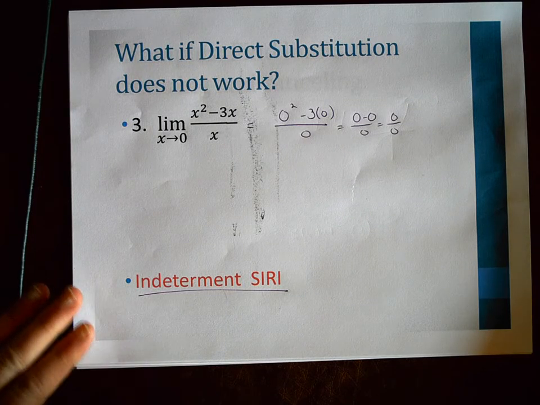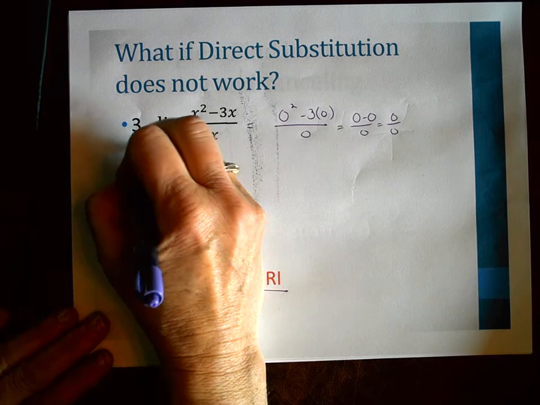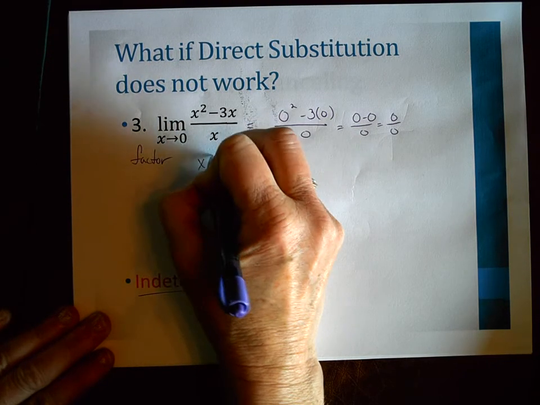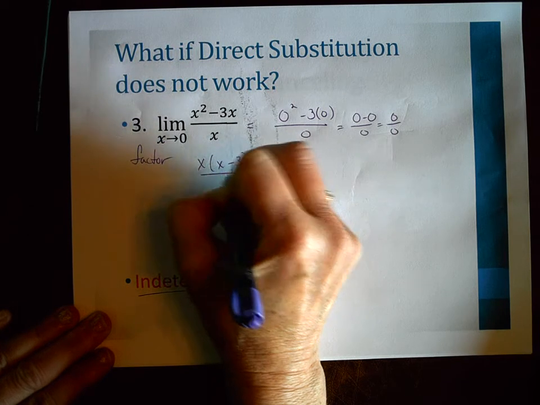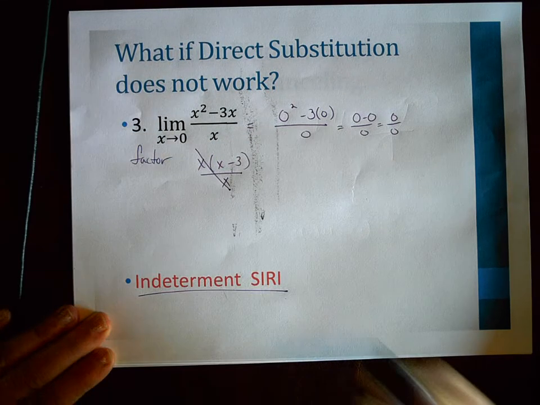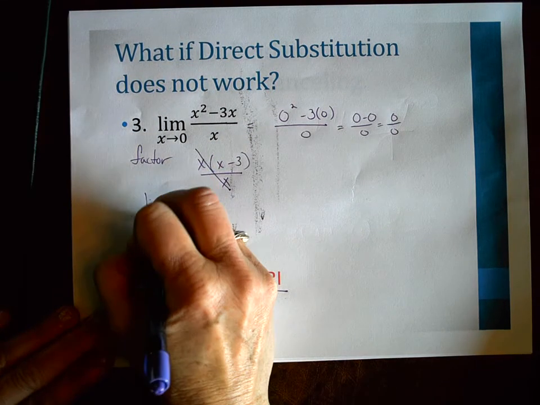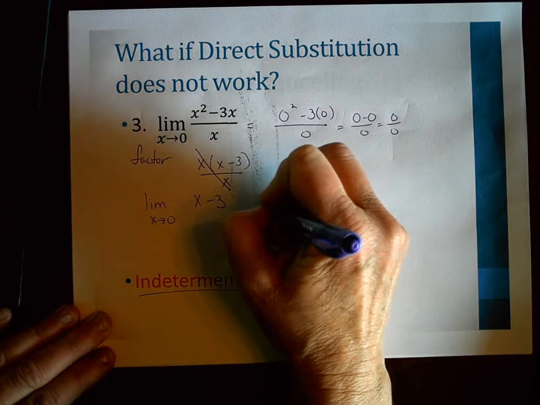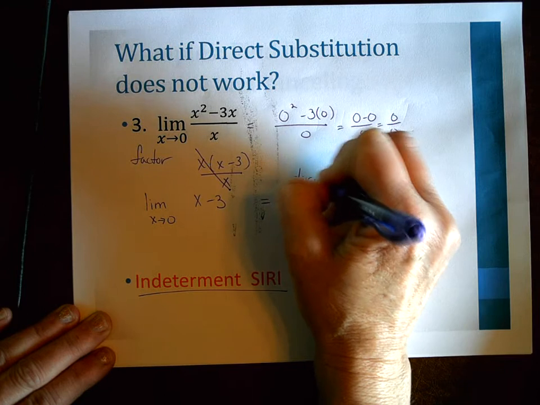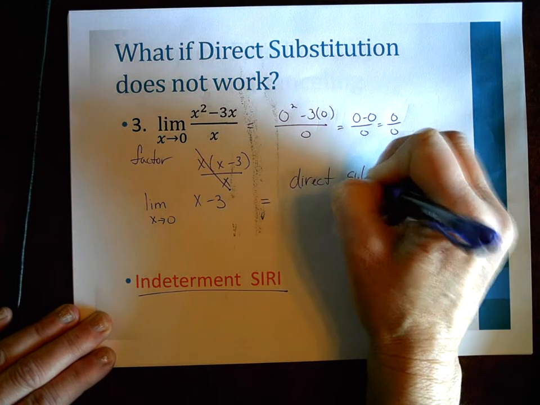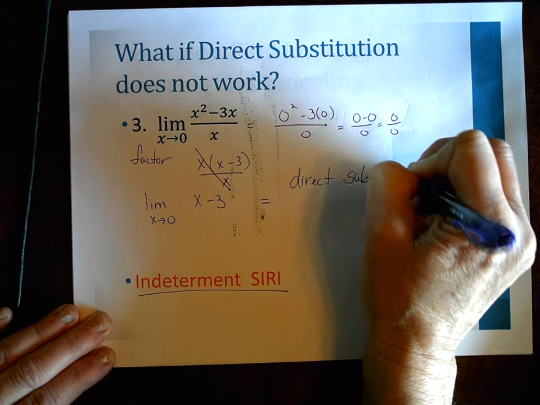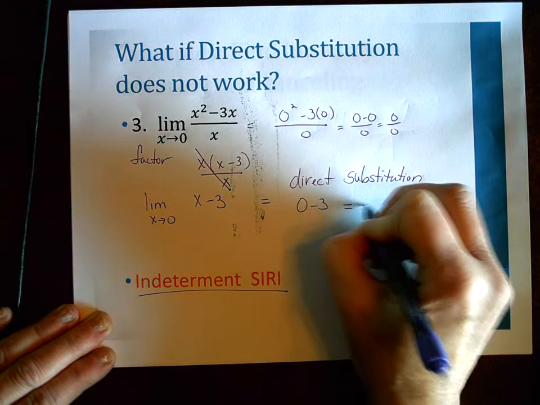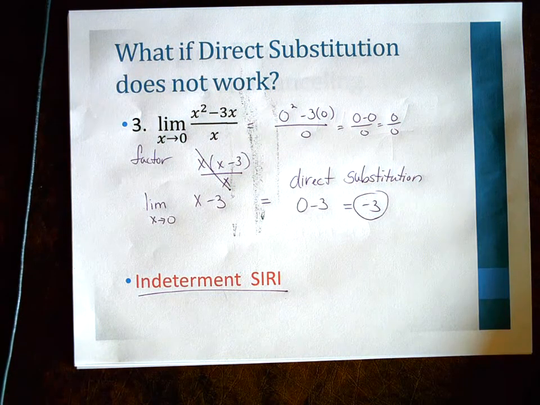So let's factor. We're going to take out a GCF. So x times (x minus 3) over x, and we're going to cancel. So now we're going to find the limit of a more simple expression, just x minus 3. And now we do direct substitution. So you just factor so that you can get something. So 0 minus 3 would be negative 3, so the limit would be negative 3.